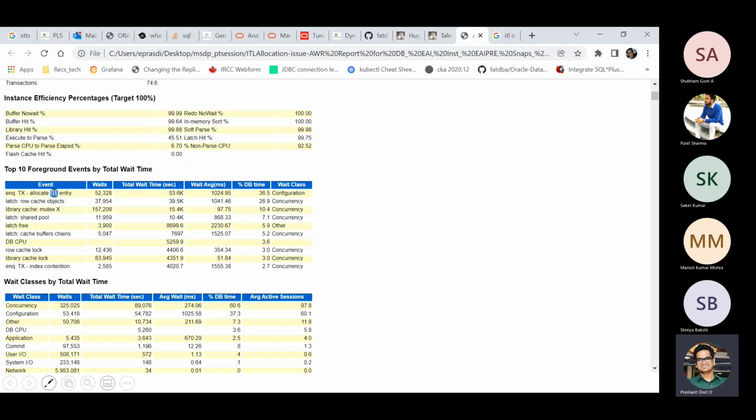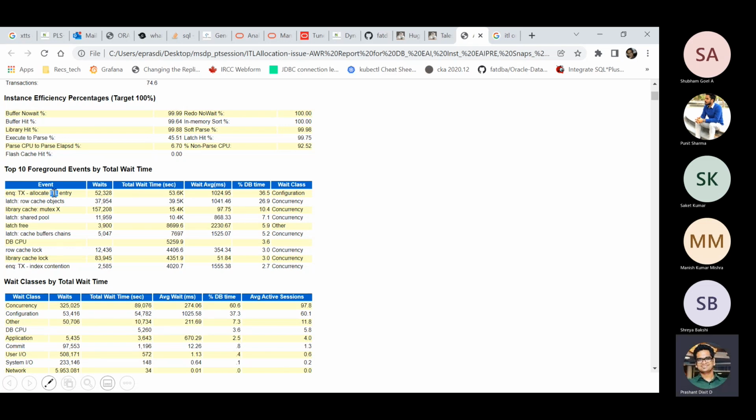ITL stands for interested transaction list. It basically contains several slots for transactions, and when a row in the block is locked for the very first time, the transaction places a lock in one of the slots with the row ID of the row that has been locked, right? That's why it's called an interested transaction list.